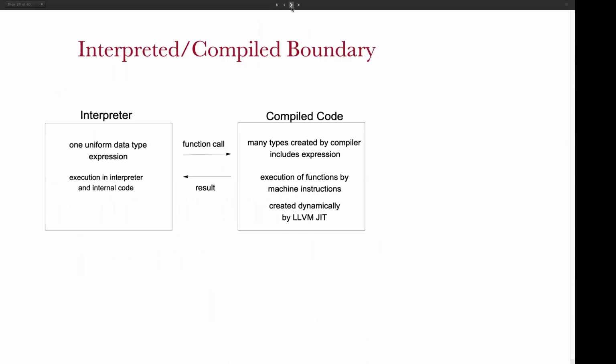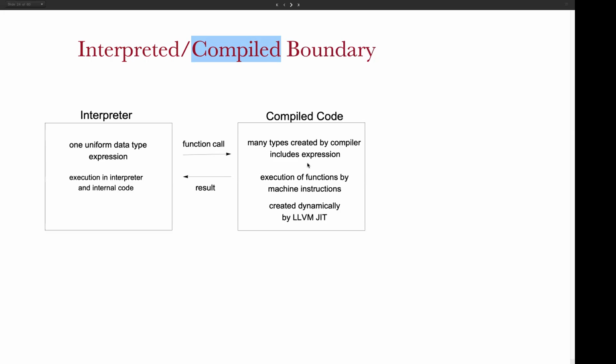Now, I'm just going to show you a quick slide to show you a higher level view of what's happening. One of the things is we're embedding the compiled code so that it's accessible from our interpreter. So we have this interpreted-compiled boundary. In the interpreter, we have one uniform data type, that's the Mathematica expression, and then we execute code in the interpreter or in internal code. So we then make a function call, and we have some compiled code.